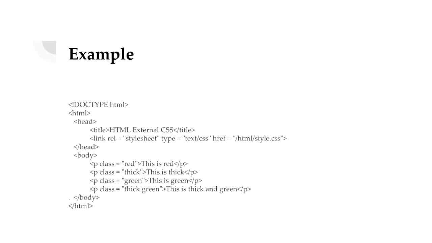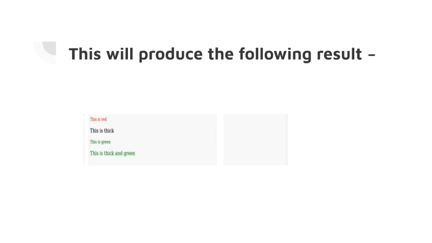According to syntax, you can see here the link element is used and type is equal to text/css and the reference is given as style.css. You can see here the output of the following example.